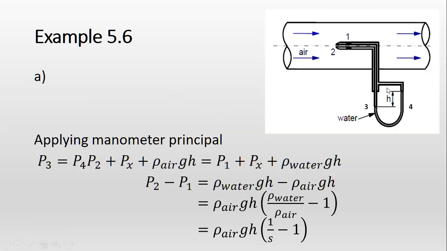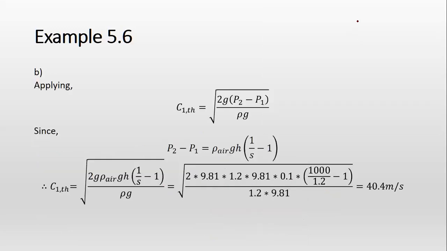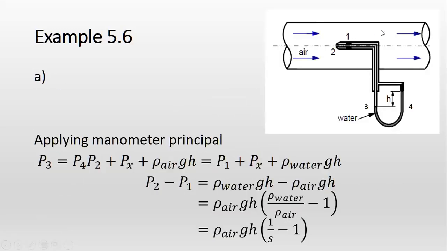Okay, so we have the figure here. So we apply this manometer. In order to find out the pressure difference between 1 and 2, 1 is here, the static part, and 2 is the stagnation part.